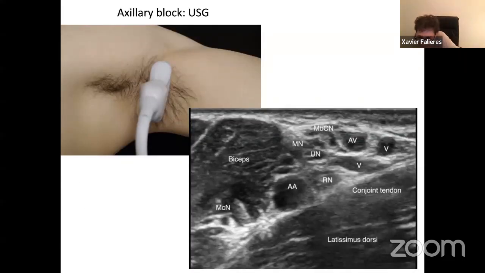When you have the ultrasound, it's much easier because you will see the artery, you will see all the nerves, and once again, you see here that the musculocutaneous is very far away from the others.